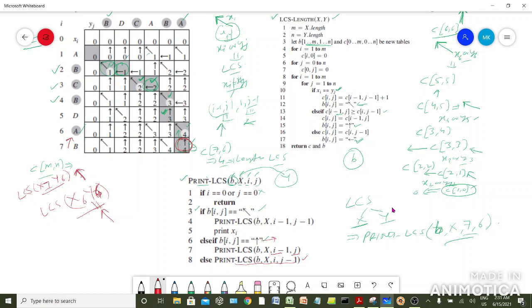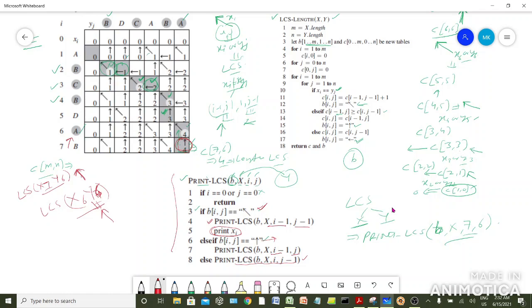If it is a diagonal arrow, it means we need to print it. Just consider this one. If it is equal to a diagonal arrow, then we need to print this xi, and along with this we need to call the algorithm with arguments decreasing the row number and decreasing the column number. So this is the print algorithm for your longest common subsequence.